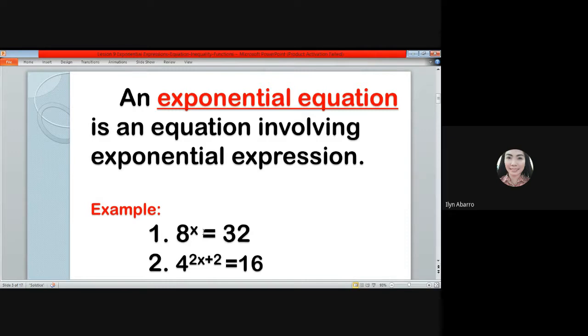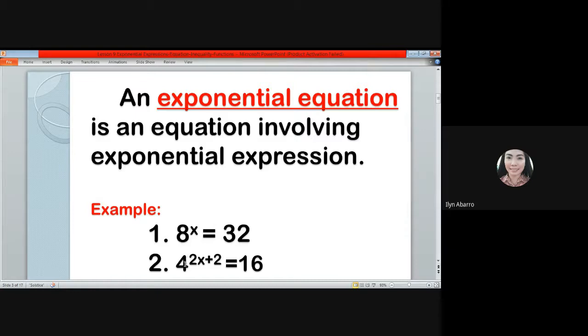So in here, at the left side of the equal sign is 8 raised to x, where the base is 8, that is greater than 0, and our exponent is x. So this is an exponential expression. So even if only one side is an exponential expression, it can already be an exponential equation. This is now an exponential equation.